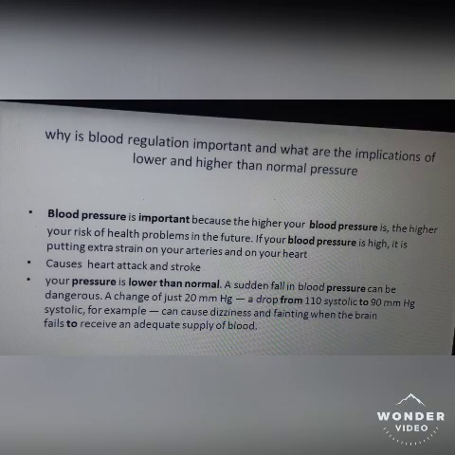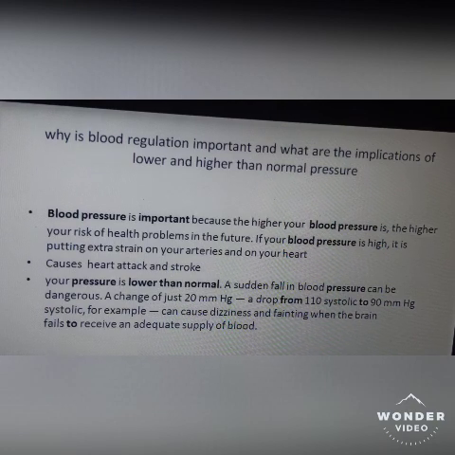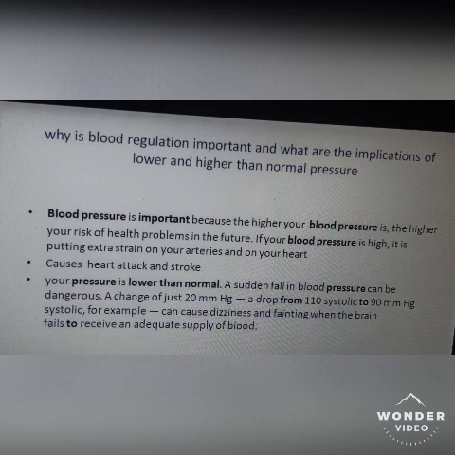So why is blood pressure regulation important, and what are the implications of lower or higher than normal pressure? Blood pressure is important because the higher your blood pressure is, the higher your risk of health problems in the future. It puts extra strain on your arteries and your heart and can cause stroke or heart attack. If your pressure is lower than normal, it can cause dizziness and fainting when the brain fails to receive an adequate supply of blood.